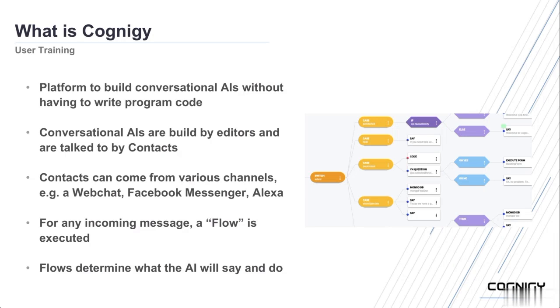What is Cognigy? Cognigy is a platform to build conversational AIs without having to write code. Our conversational AIs are built by editors and are talked to by contacts. Contacts can come from various channels, such as web chat, Facebook Messenger, or Alexa. For any incoming message, a flow is executed, and the flows determine what the AI will say and do.